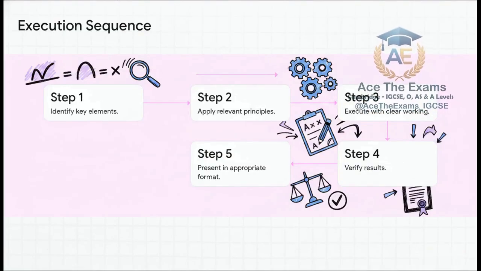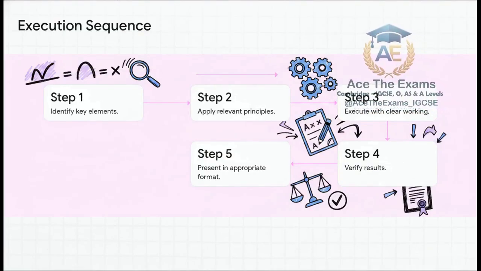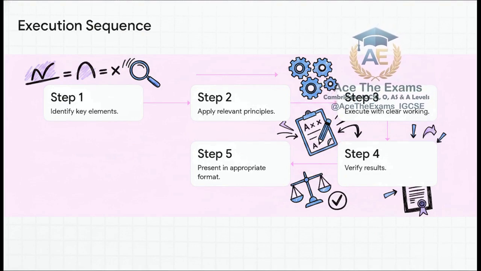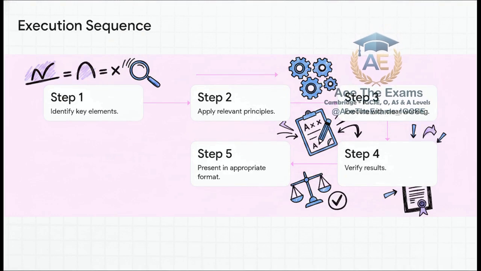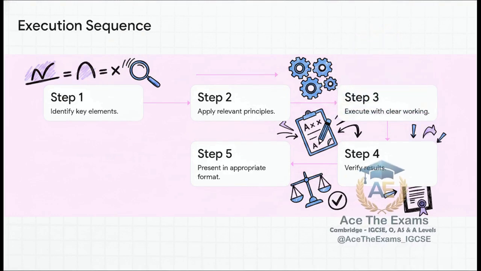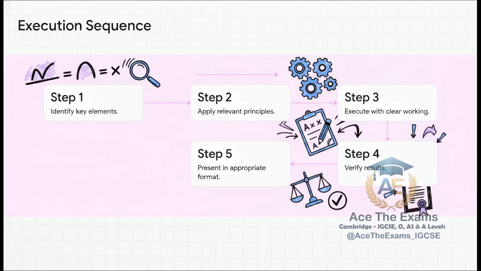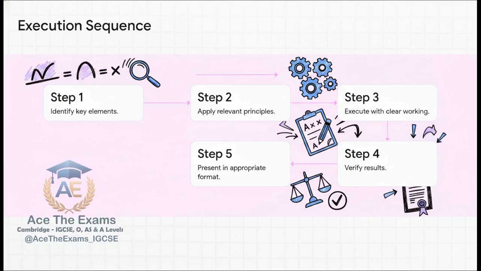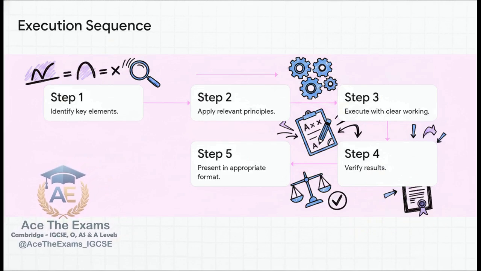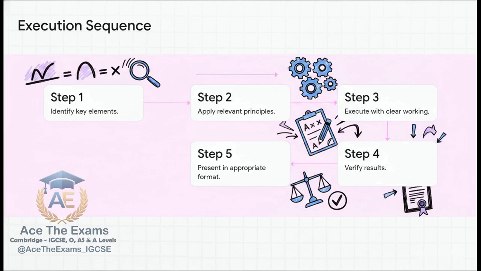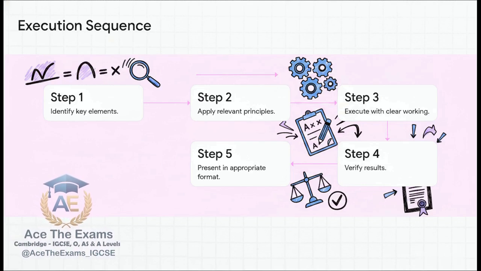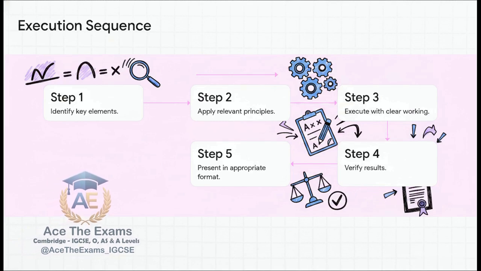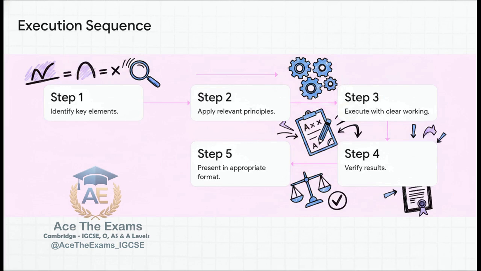All right, Section 3, the standardized execution sequence. Now we are entering our interactive workshop phase. To guarantee those method marks we just talked about, we have to look at the strict rules of evidence. This is the exact standardized sequence you must follow. Step 1, identify key elements. Which is the linear equation? Which is the quadratic? Step 2, apply relevant principles. This almost always means making x or y the subject of the linear equation. Step 3, execute analysis with absolutely clear working. Substitute that subject into the quadratic equation and expand carefully. Step 4, verify results. Step 5, present in an appropriate format.